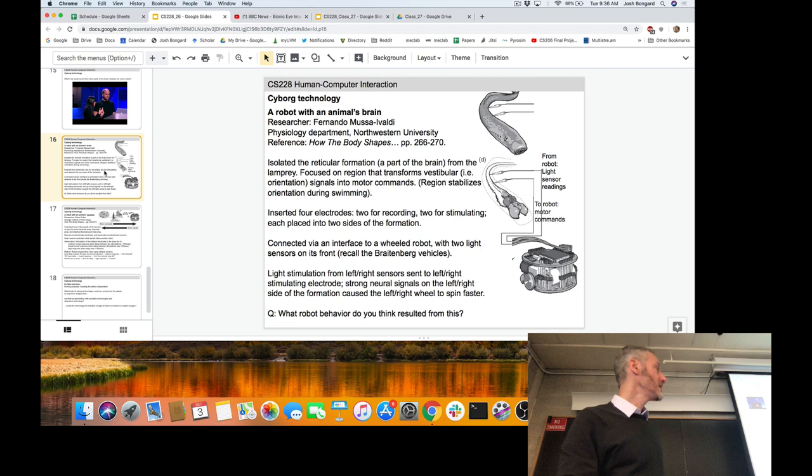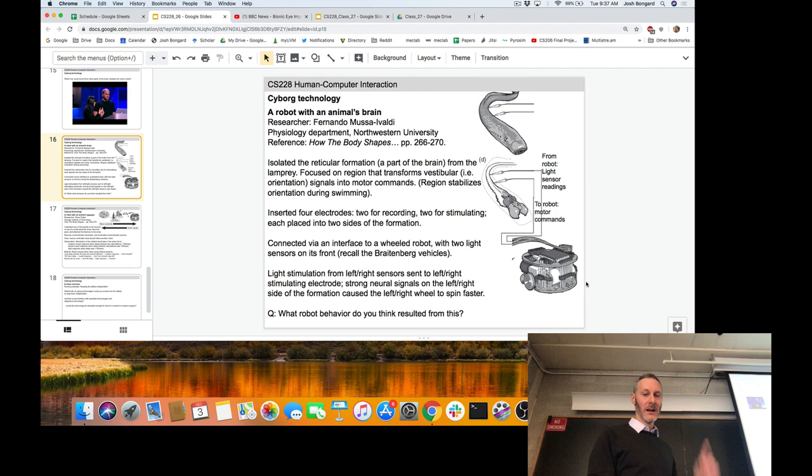Let's continue on now. We're going to move away from humans and into, in this case, a particular animal. This is the lamprey eel. We are now going to look at a cybernetic device, in which we are going to skip over the motor system. We are also going to skip over the animal's sensory system, and we are going to create a motor sensory feedback loop that passes partly through an animal and partly through an autonomous robot.